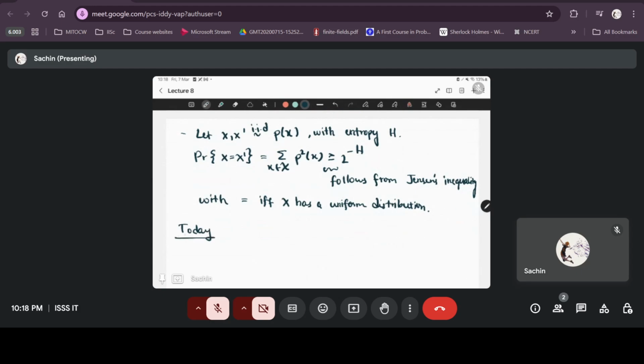Today we'll see the asymptotic equipartition property.